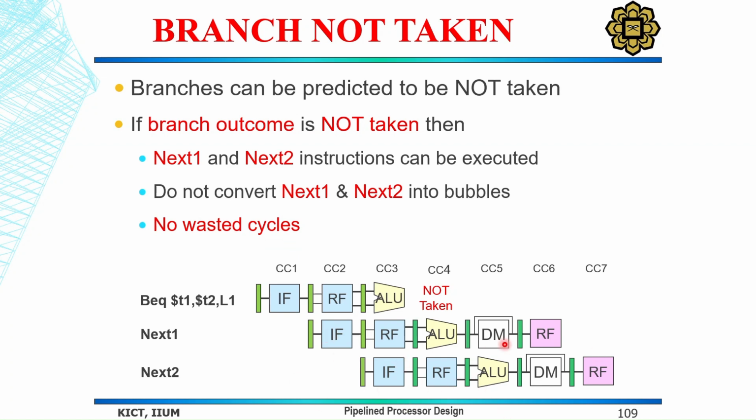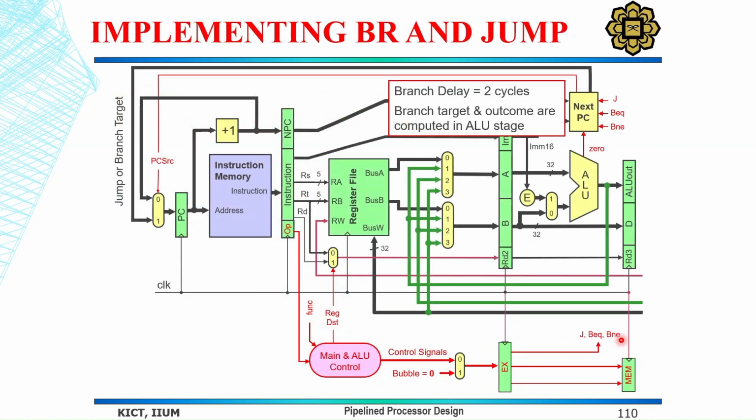So we have the instruction fetch and instruction decode of the branch instruction. Next one is fetched right after the decode of the branch and proceeds through the stages normally. Then next two is fetched right after the decode of next one, and the rest of the stages will be executed as normal. So this is the internal implementation of branch and jump handling with delay and stalls. Here you can see how it is implemented with the branch and the jump.